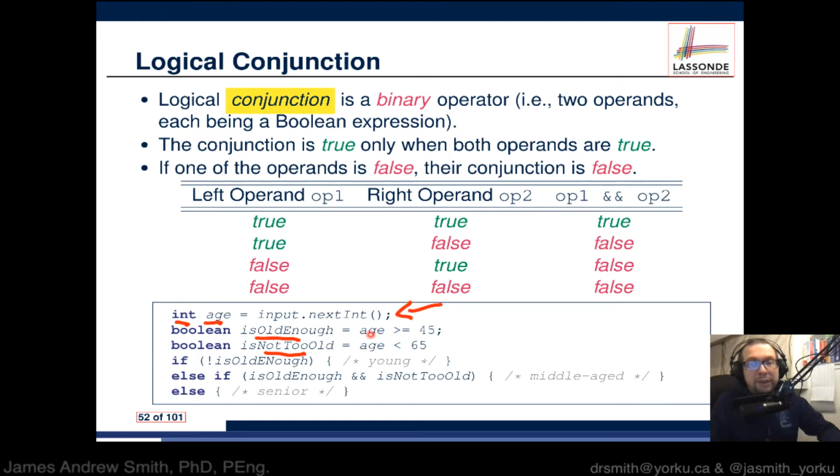Is old enough is assigned the value of true or false based on whether or not age, what was inputted by the user, is greater than or equal to 45. So if the user had inputted, say, the value 60, then is old enough would have a value of true. If the user inputted, say, a value of 30, then is old enough would be false.